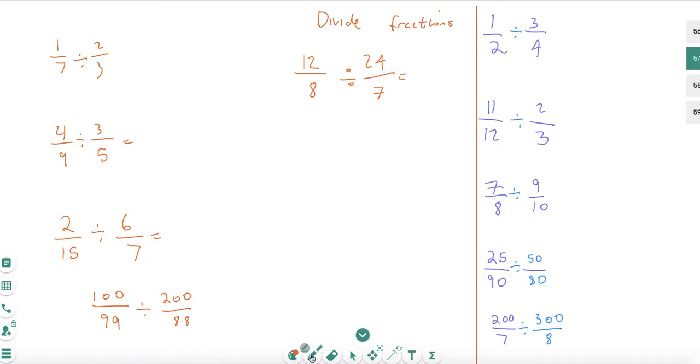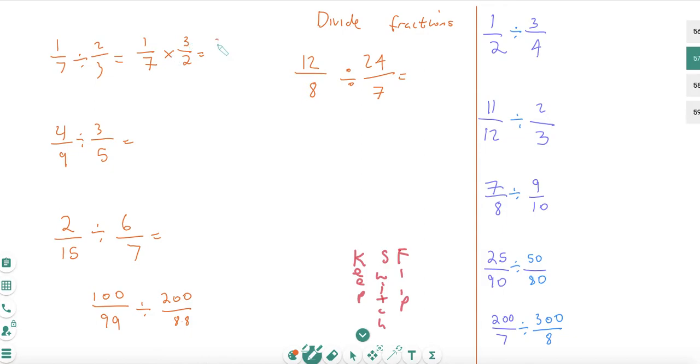Now, dividing fractions. When we divide fractions, we don't do 1 divided by 2 and 7 divided by 3. We use a phrase called KSF. I'll put it over here. KSF. KSF means keep, switch, and flip. So what you're going to do is keep the first fraction the same. We're going to switch the division into a multiplication, and we're going to flip the second fraction. And then it's a regular multiplication problem.